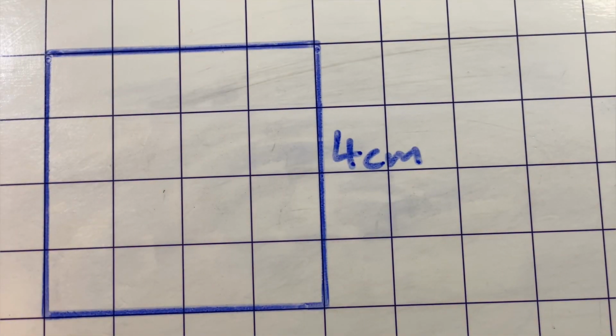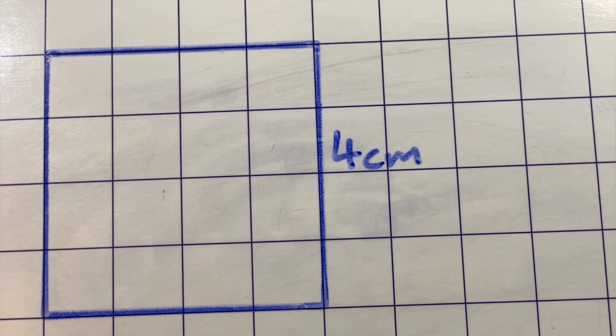So here's one I'd like you to try at home and put the answer in the comments. We have a square, perfect square. One side is 4 centimetres. What is the perimeter, please?